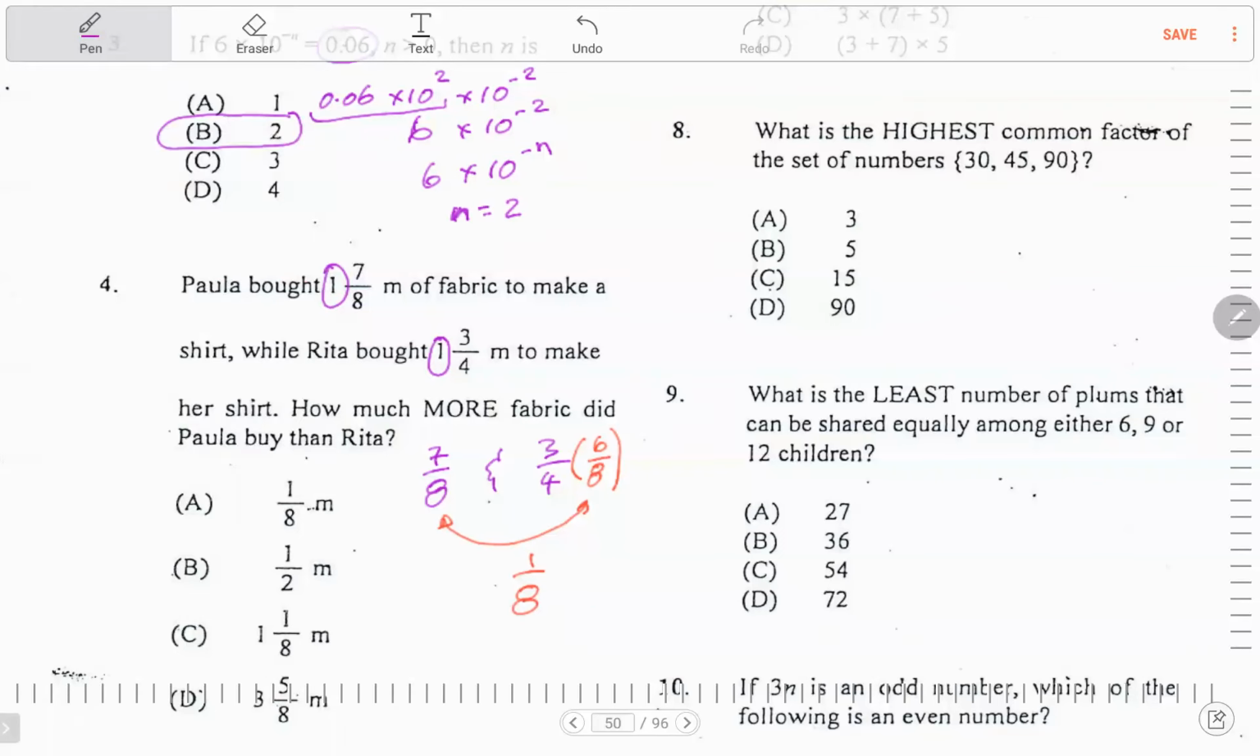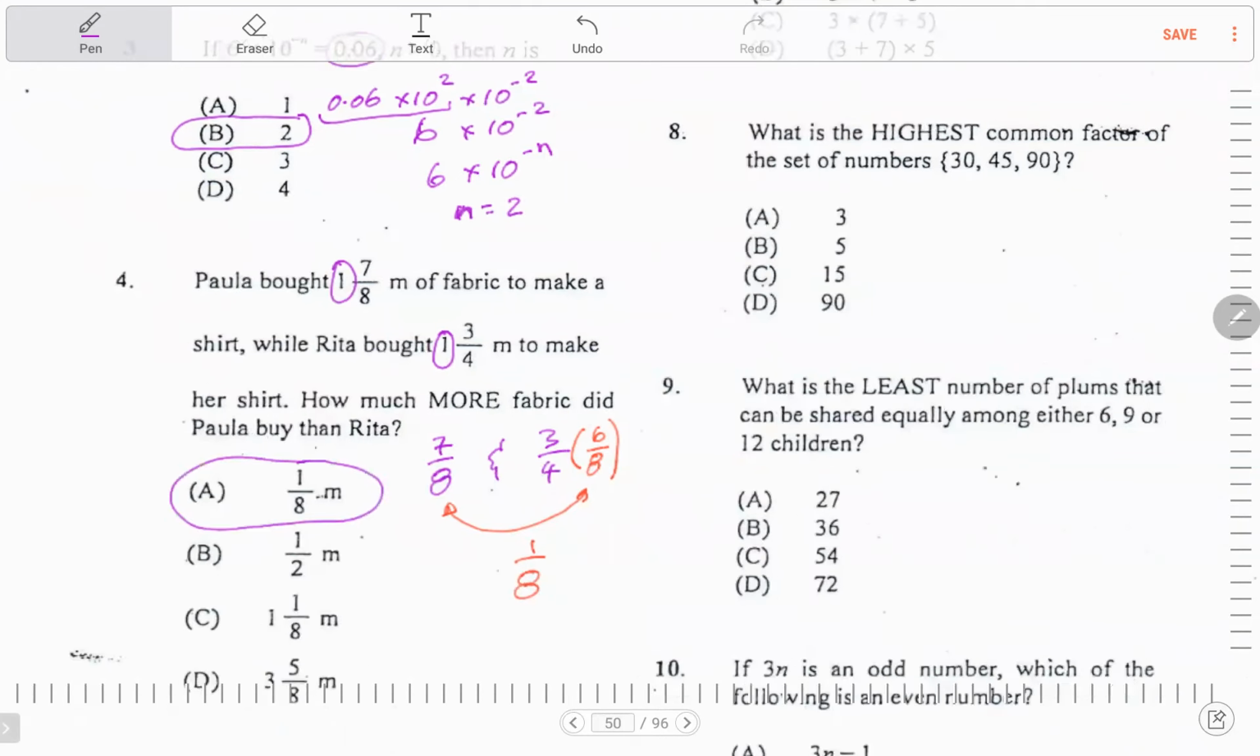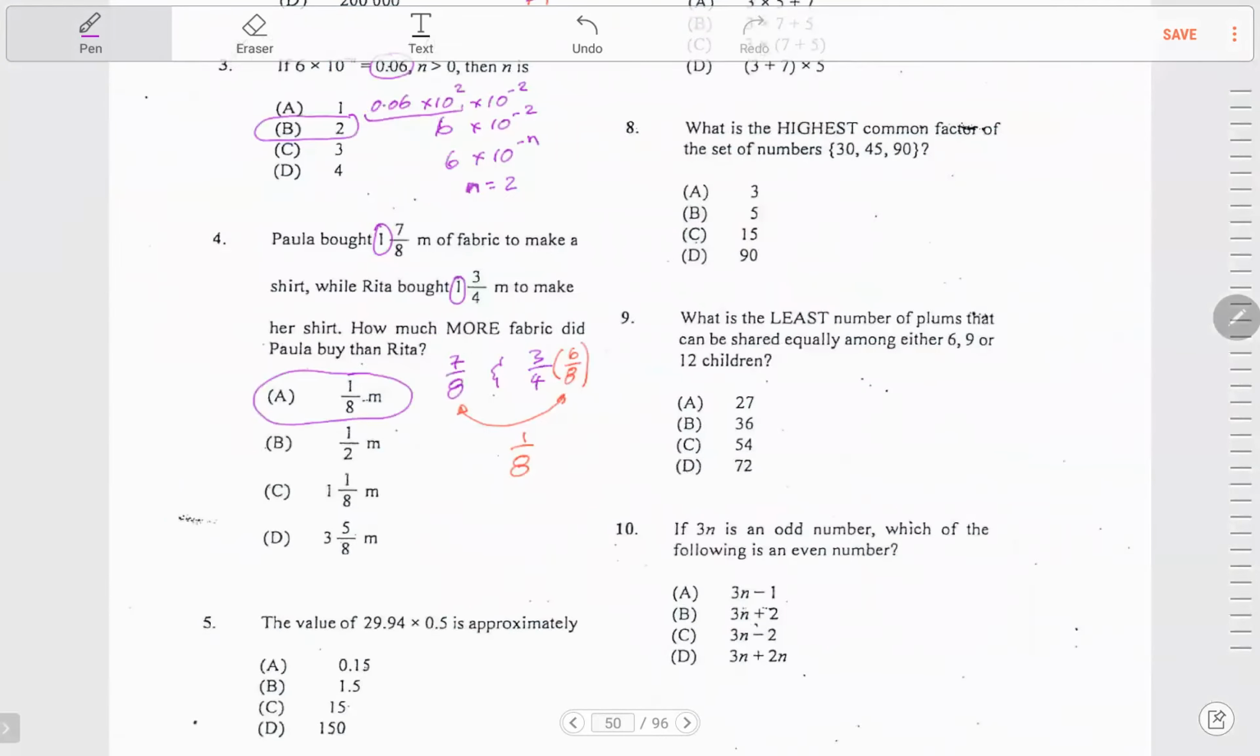1/8 more. Let's make the two fractions related by converting the 3/4 to eighths. All right, so it's 1/8 more. So that is it: 7/8 versus 6/8 is 1/8. All right, so moving along.